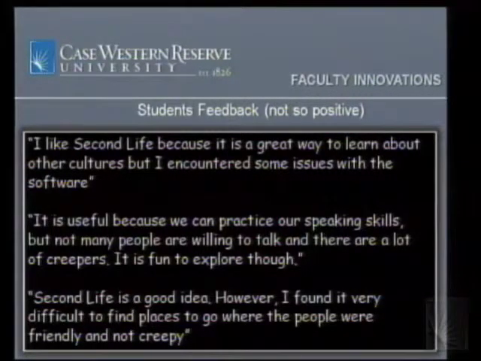Then, not so positive: I like Second Life because it is a great way to learn about other cultures, but I encounter some issues with the software. Sometimes if they don't have a computer that will be able to use Second Life, they might encounter problems with that. We also use a program called Jing project for the screen recorder for all their videos. Sometimes it had a mute button, so that would create a confusion while trying to record the video.